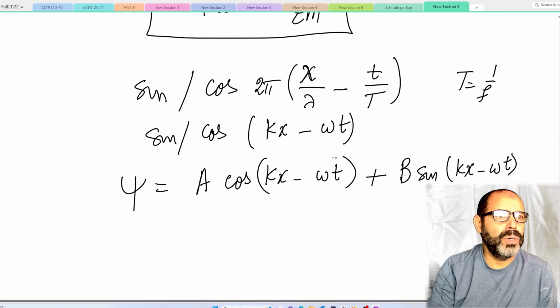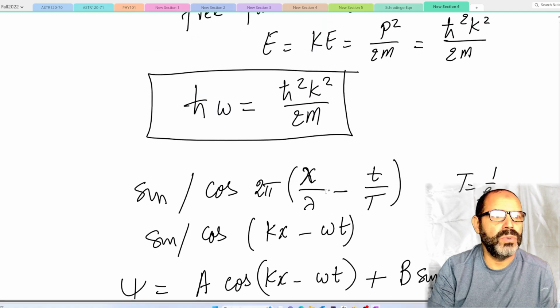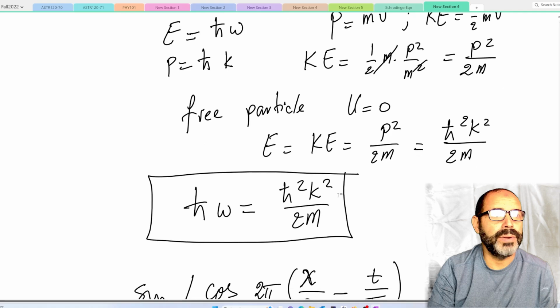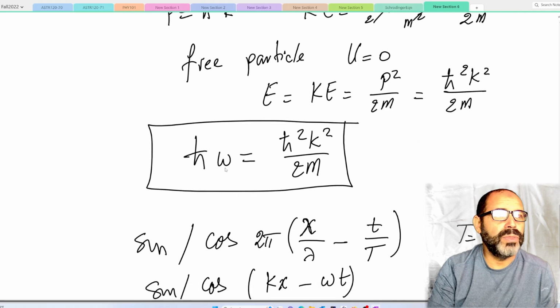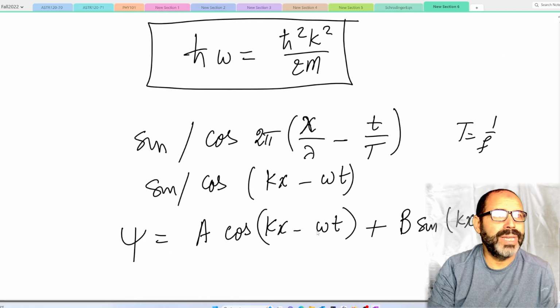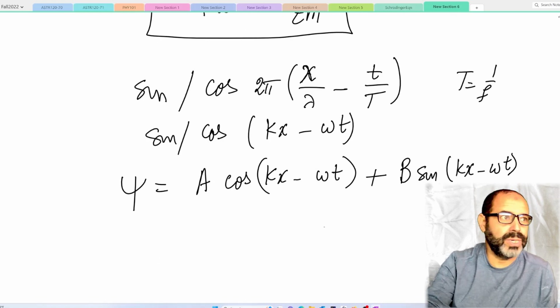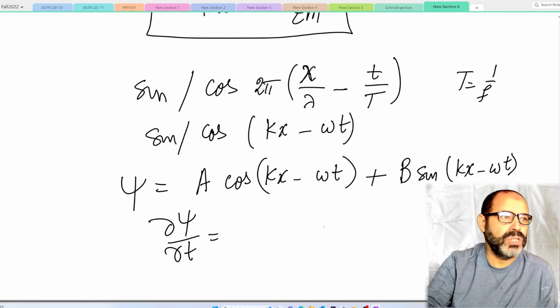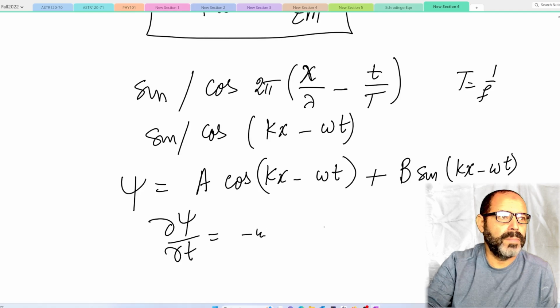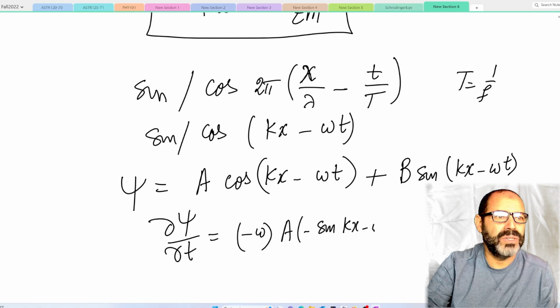Well, we can pull an omega out of this expression by just taking the derivative with respect to t, because we want an omega in here. We want an omega on this side. So we can take the derivative of psi with respect to t, and that should just free up an omega in here. If I use the chain rule, I'm going to put a minus omega times A times the derivative of the cosine, which is just a minus sine of kx minus omega t.